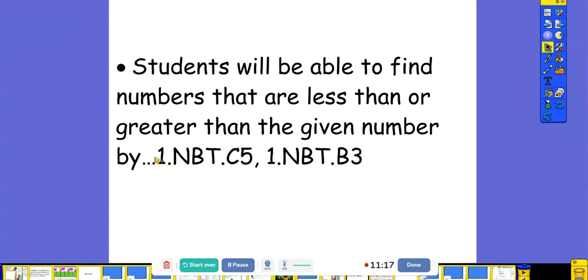And if we go back to our essential question and what we said we were going to be able to do today. So we said that students would be able to find numbers that are less than or greater than the given number. And we were able to do that by ones and by tens today.